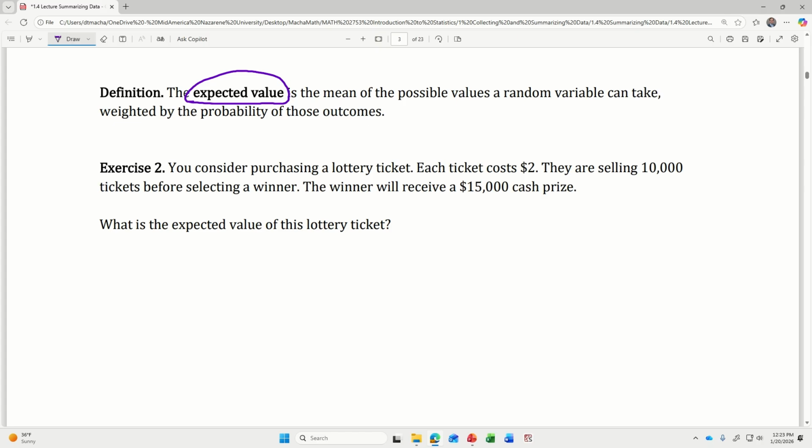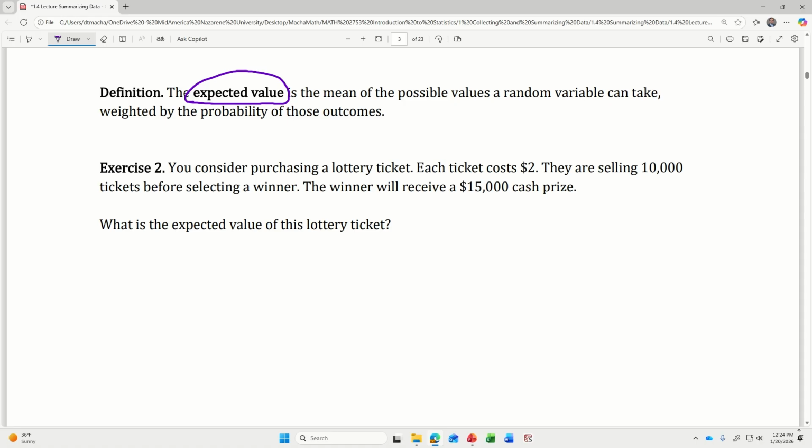You consider purchasing a lottery ticket. Each lottery ticket costs $2. They're going to sell 10,000 tickets before selecting a winner, and the winner is going to receive a $15,000 cash prize. That's how this lottery is going to work.